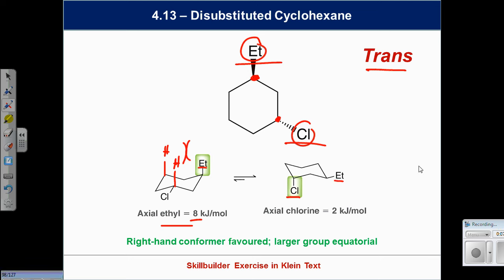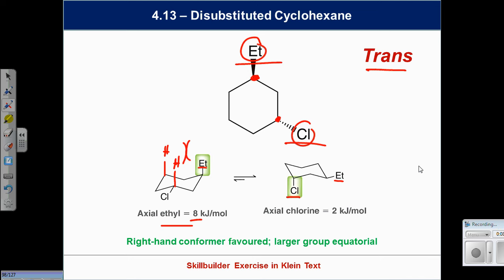Now, people will say, well, why not just put your chlorine equatorial and put them both equatorial? What's the problem with that? That's not the trans isomer. That's the cis isomer. You can't change these things. We're not doing any chemistry here to change these things. It is stuck as being the trans isomer, so we're trying to deal with that.